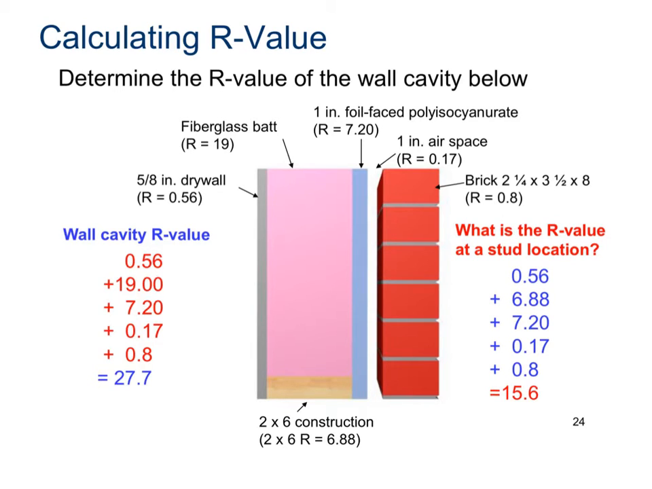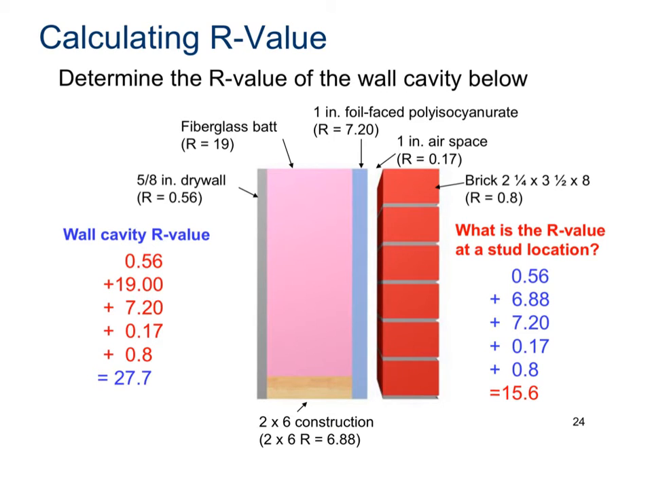So my first layer is my drywall, looking at left to right, and so that's where I get my 0.56. Then my fiberglass, which says it's 19, that's why I've got a 19 next. Then the foil facing says 7.20, again, that's why that one's next. Air, 0.17, and then the brick, 0.8. When you add all that up, we get 27.7.